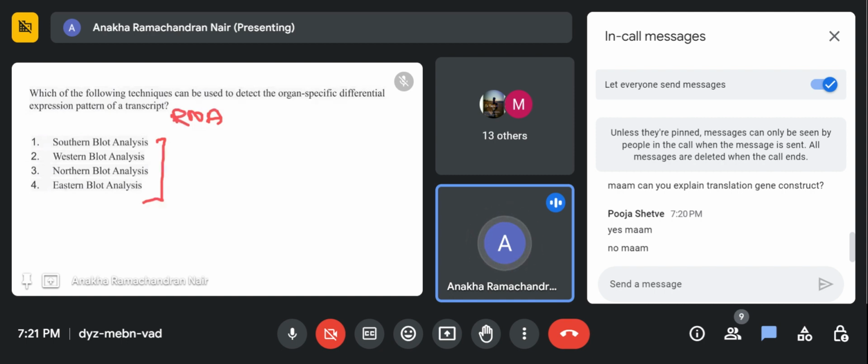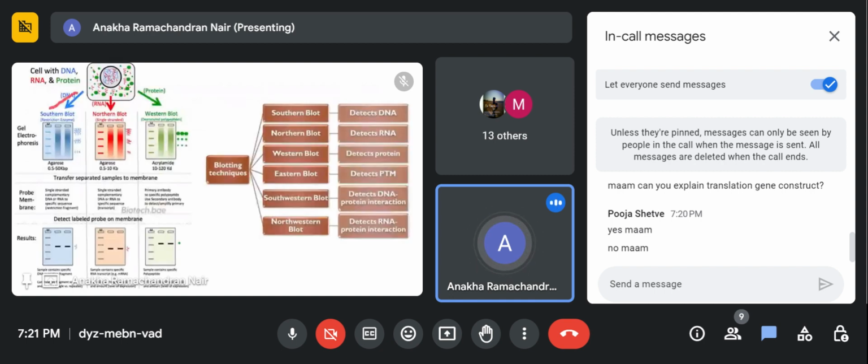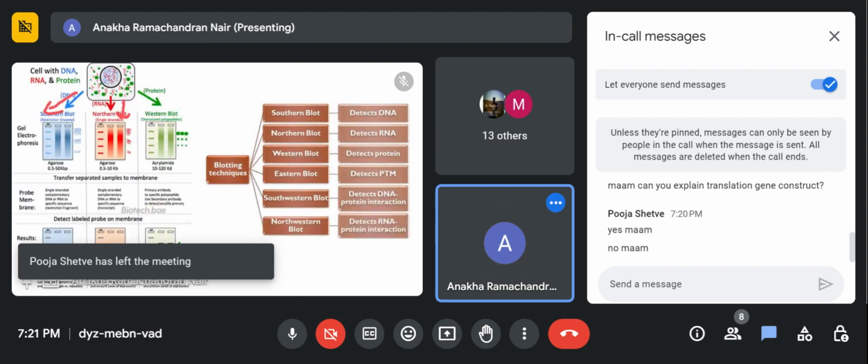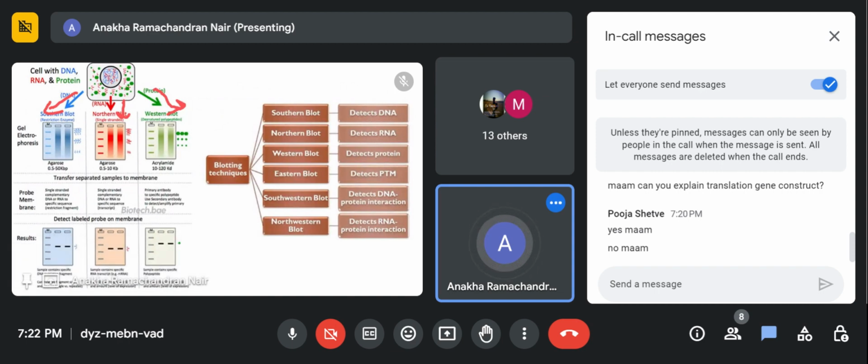So a southern blot is where you're trying to find the DNA, a northern blot is where you're trying to find the RNA, and a western blot is where you're trying to find the protein. Okay, and the eastern blot is where you're trying to detect post-translational modifications on a protein itself.